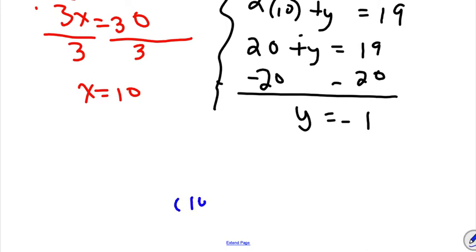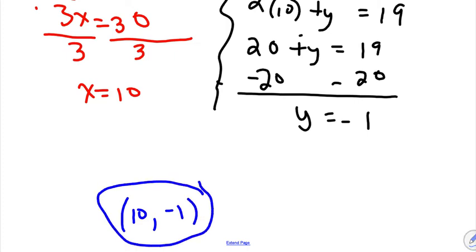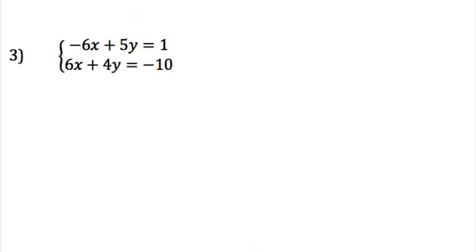So there is my answer. X is 10. Let me rewrite that. So my answer is (10, -1). The x is 10, y is -1. And again, your x value always has to go first in your answer. Okay, next.